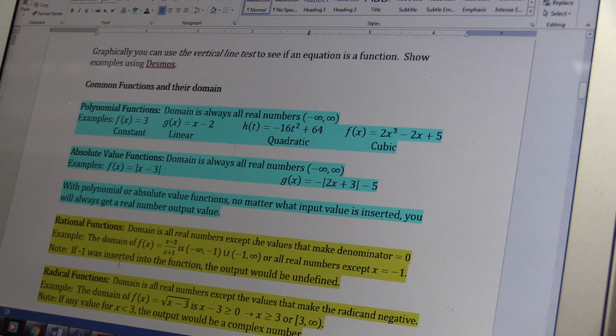The domains of all of these are always going to be all real numbers. They're continuous, there are no breaks in the graph, and any real number you plug in is going to give you a real number output. So if you think of a graph of a constant like this one, we could just do it really quickly.